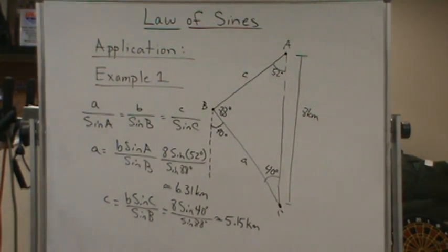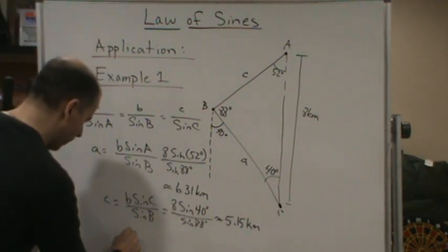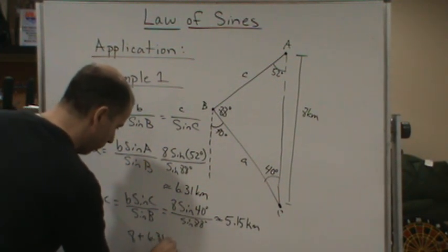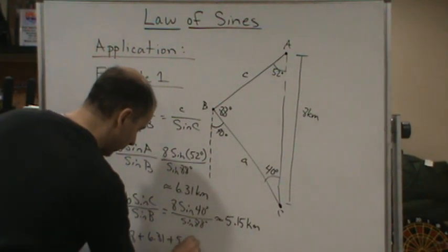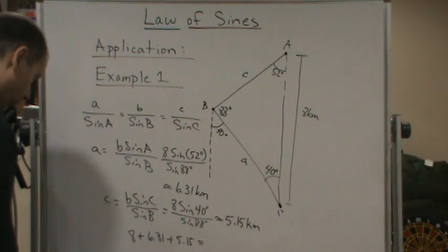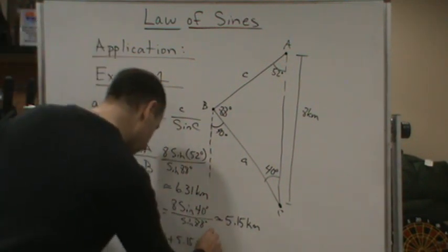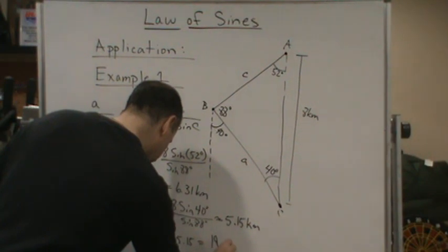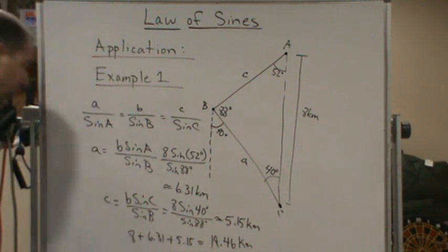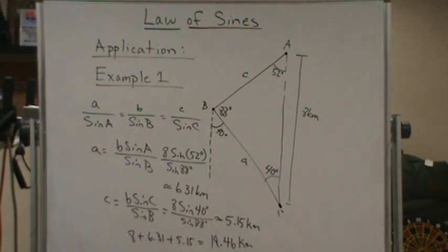So the total distance of the race then is going to be equal to 8 plus 6.31 plus 5.15, which is then going to equal 19.46 kilometers. If my math is right. Yes, it is. And that is the total distance of the race.